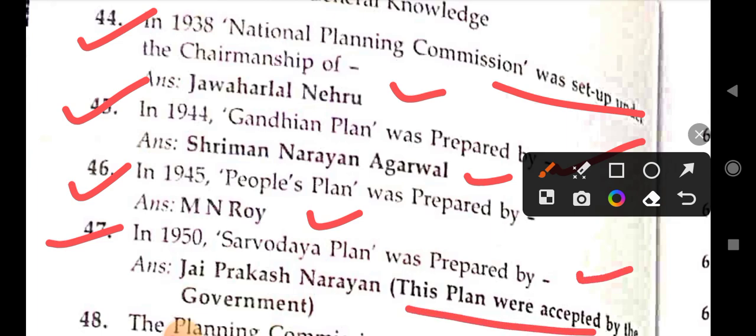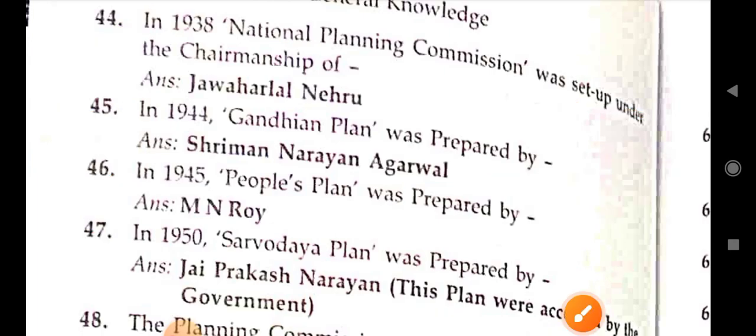These plans were expected by the government.